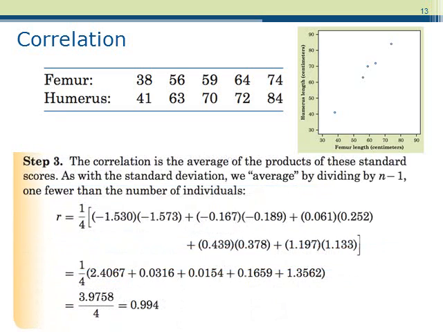Next, we multiply the standard scores for each pair and add each of these products. In this example, we have 5 pairs, so there will be 5 terms in this sum. Finally, we'll divide this sum by the number of pairs minus 1, which in this case is 4, to arrive at the correlation. In this case, R is equal to 0.994.